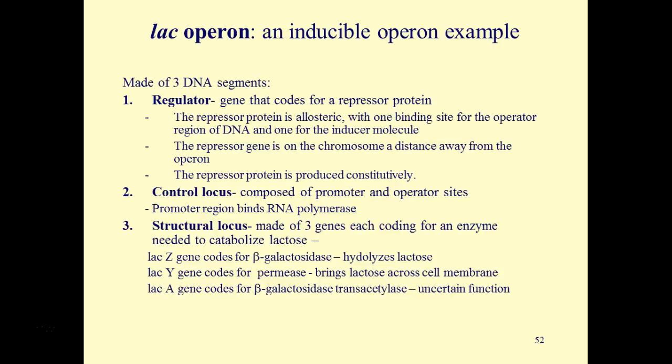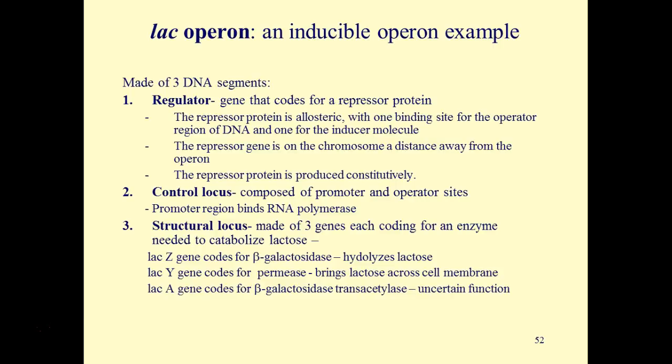So we're going to take a look at that as the model. Your question then, number 11, is going to be either modeling the Lac Operon or modeling the Trp operon. There will be 3 DNA segments. The first is the regulator gene. The regulator gene codes for a protein that is known as the repressor protein. The repressor protein is allosteric. It has one binding site for the operator region of DNA and one for the inducer molecule.